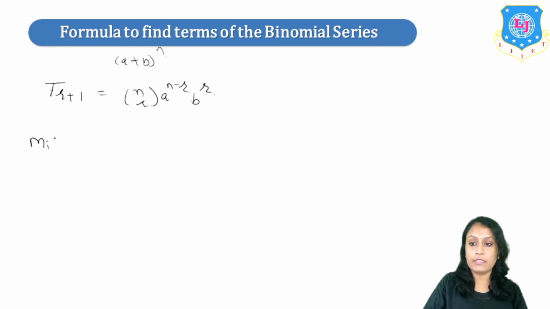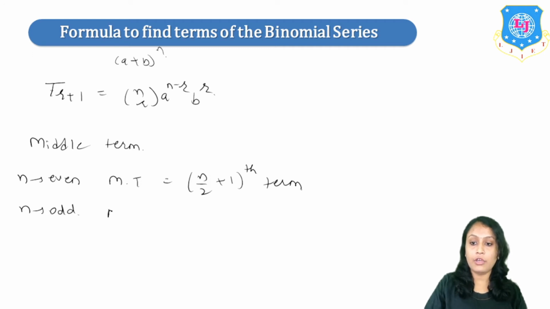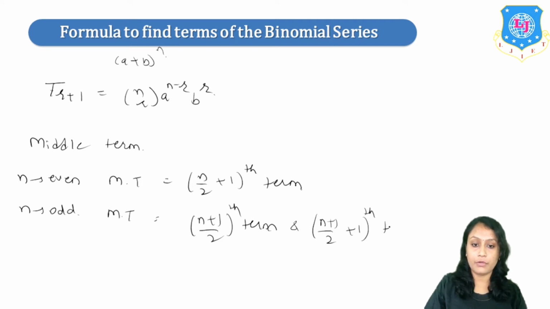Suppose we want to find the middle term, so it will depend on n. If your n is an even number, your middle term will be the (n/2 + 1)th term. And if your n is odd, then your middle terms will be the ((n + 1)/2)th term and the ((n + 1)/2 + 1)th term. This will be your middle term.